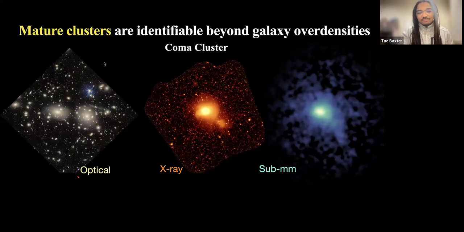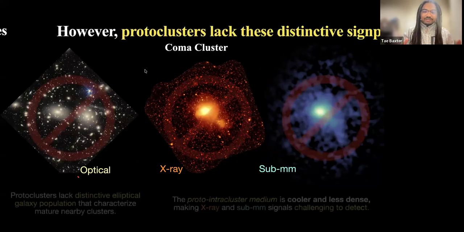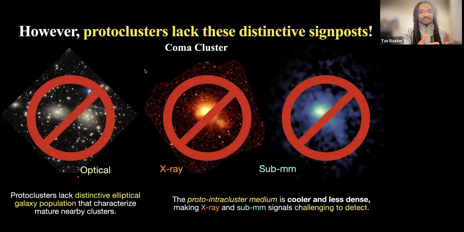In the X-ray, we can see the presence of this hot plasma, this intracluster medium that I talked about. You can also see signs in the sub-millimeter, which are longer wavelengths than what we can see with our eyes. So this is how we can find clusters today, just looking at the overdensities of galaxies that look elliptical, seeing if they have some signatures in the X-ray or sub-millimeter. However, when we try to apply these for protoclusters, they just don't work.